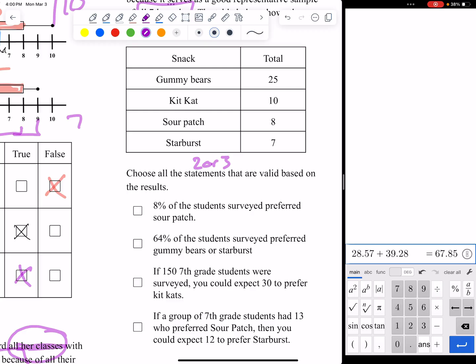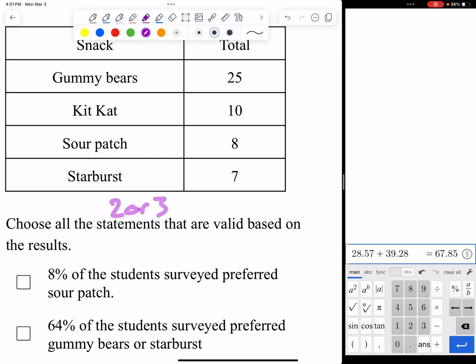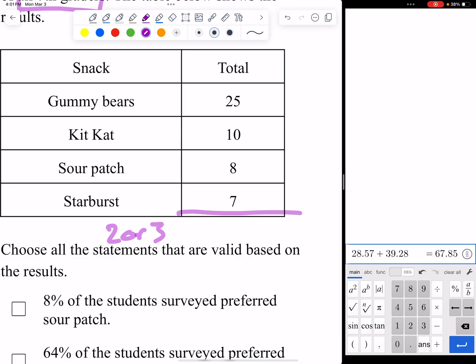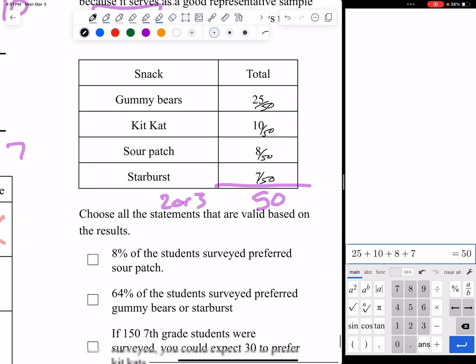So let's look. A lot of this is totals, right? So let's see what the total was. 25 plus 10 plus 8 plus 7. So 50. That's a nice number. So again, it's 25 out of 50, out of 50, out of 50, out of 50. So 8% of the students surveyed preferred Sour Patch.